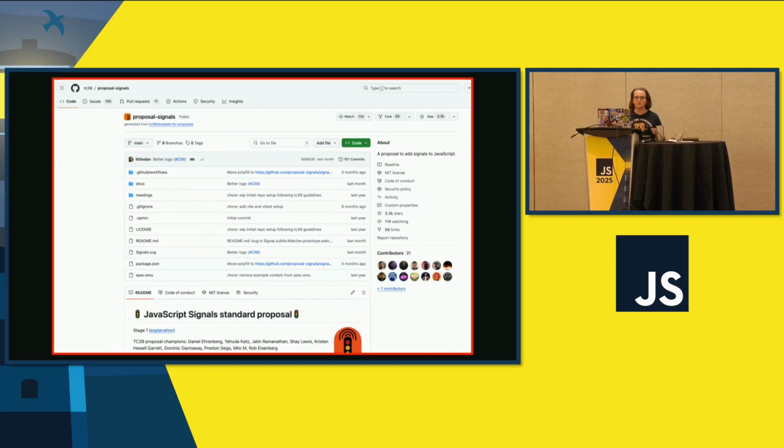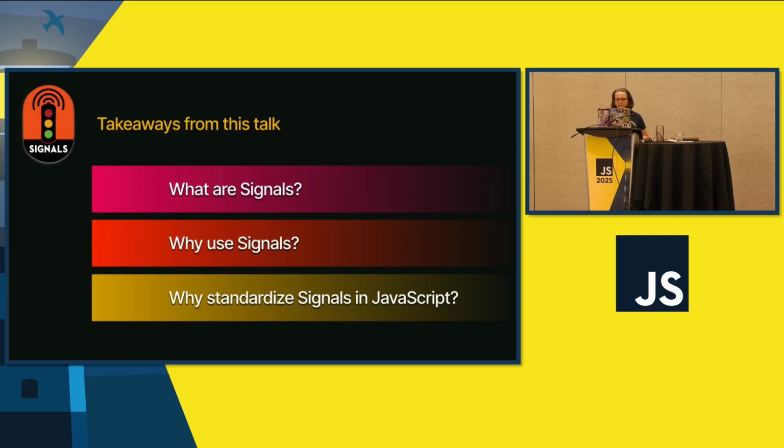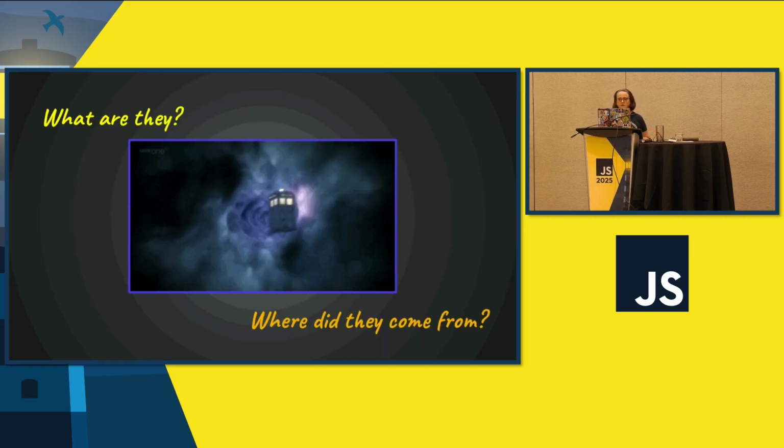And so I thought it was important to have this talk to kind of understand what signals are, how they're used, what problems they solved, and why we might want to integrate them into JavaScript itself. So the takeaways I hope you get from this talk are what signals are, why we use signals, and why we might want to standardize signals in JavaScript.